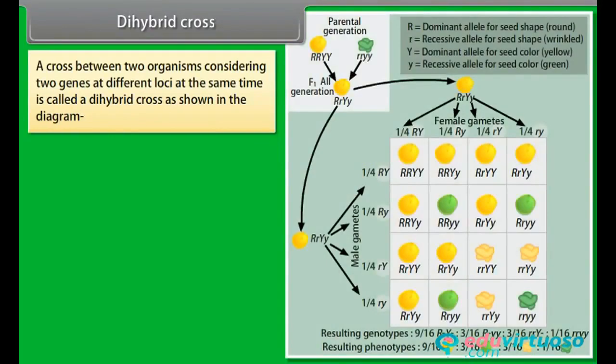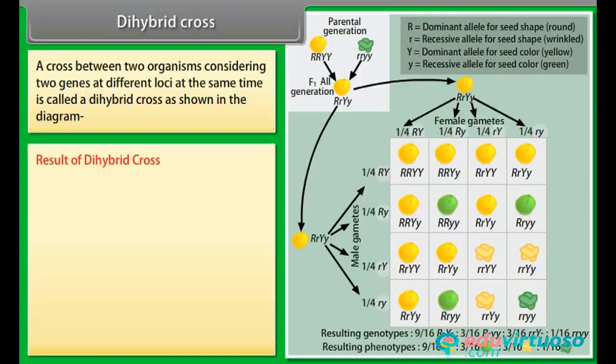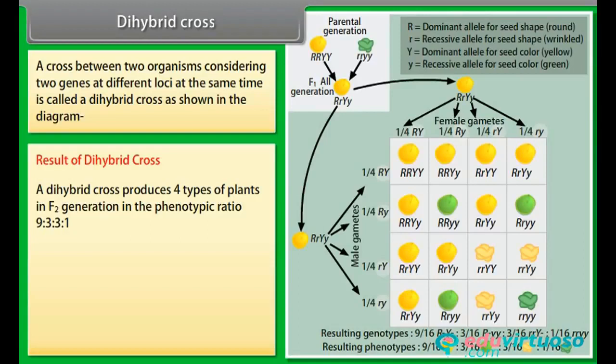Dihybrid cross. A cross between 2 organisms considering 2 genes at different loci at the same time is called a dihybrid cross as shown in the diagram. Result of dihybrid cross. A dihybrid cross produces 4 types of plants in F2 generation in the phenotypic ratio 9:3:3:1. 2 new combinations are produced, round green and wrinkled yellow.